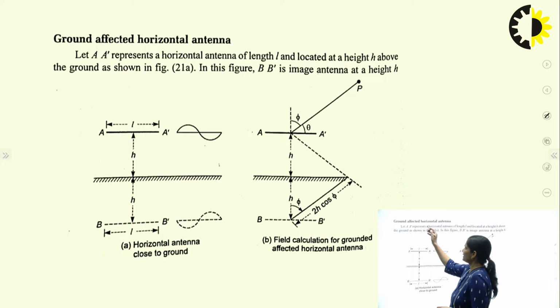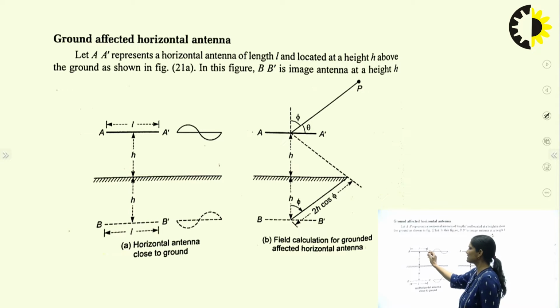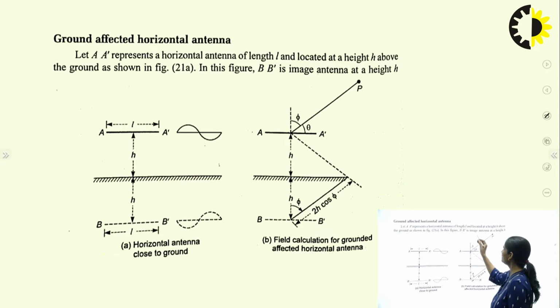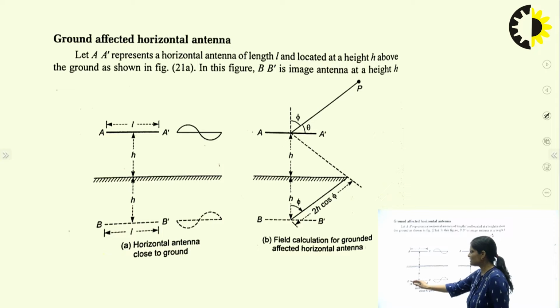Now the ground affected horizontal antenna. Let us consider this is point A, this is A dash, for the horizontal antenna of length L. This is the length of the horizontal antenna, located at the height h from the ground. In this figure B dash is the mirror image. So here this is the horizontal antenna and this is the mirror image of this antenna, A dash, and the mirror image is considered as B dash.